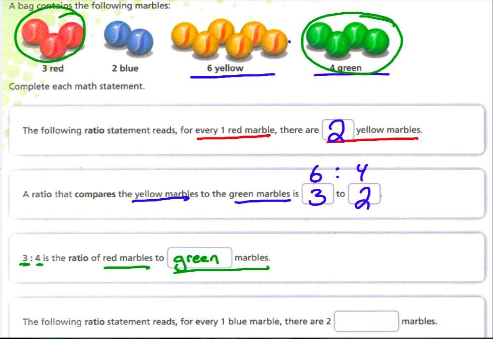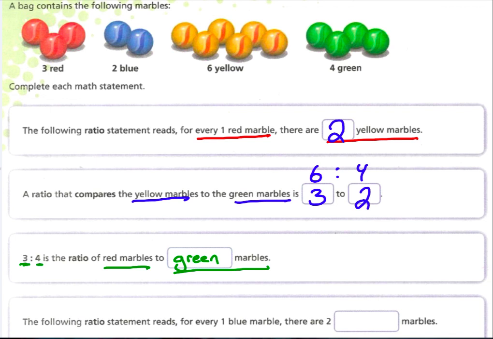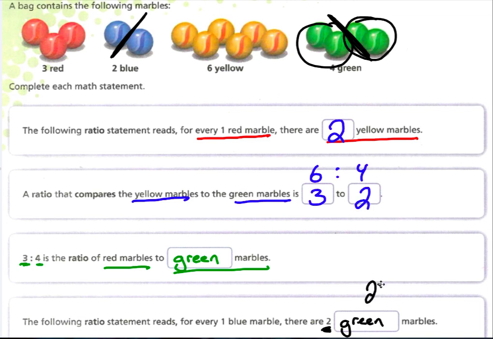Next one, the following ratio statement reads, for every 1 blue, there are 2 whats? Well, if you look at blue, there's not just 1 of them. There's actually 2, which means they split it into 2 equal parts. So looking at the other options, if I were to split it into 2 equal parts, which one would have 2 marbles still in it? Well, if I were to split the green in half, I would have 2 and 2. So it must have been the green marbles that we are using, because our ratio would have been 2 to 4, which became 1 to 2.